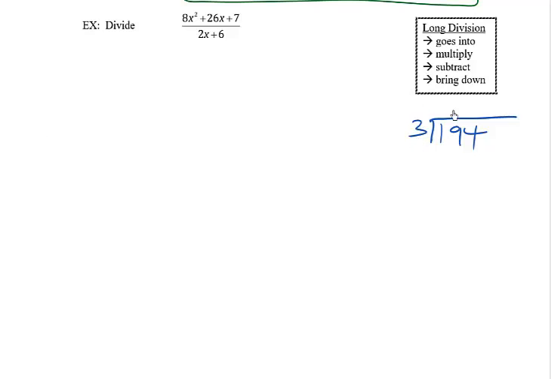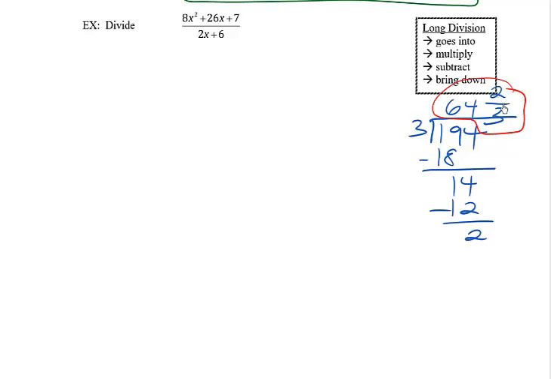It's how many times does 3 go into 19? Well, that'd be 6. Then I multiply 6 times 3. Then I subtract, and then I bring down, and then I start over again. How many times does 3 go into 14? Well, that'd be 4. And then I multiply, and then I subtract, and when there's nothing left to bring down, I take my remainder of 2 and I put it over the divisor of 3, and the final answer to this problem would be 64 2/3.